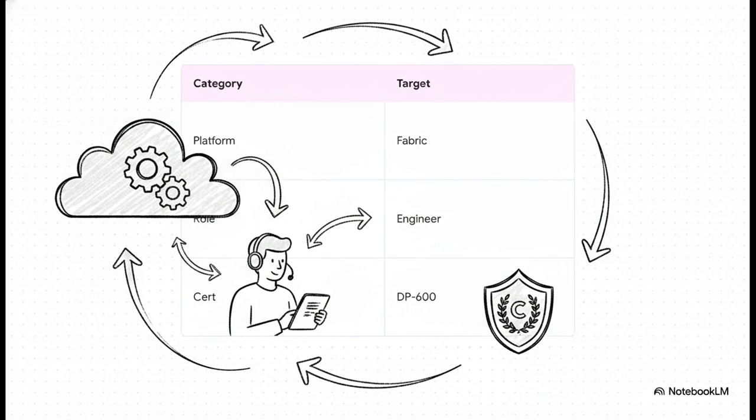Now, this is absolutely crucial. You simply cannot study these elements in a vacuum. To pass the DP-600, you have to understand how the analytics engineer role practically applies within the Fabric platform itself. It's not just about knowing what a lakehouse is in theory, right? It's about knowing how an engineer actually uses that lakehouse to solve a specific, complex business problem on exam day. The platform, the role, and the certification, they are entirely locked together.